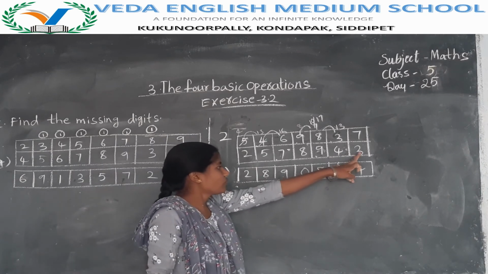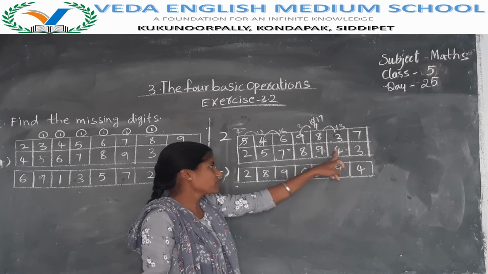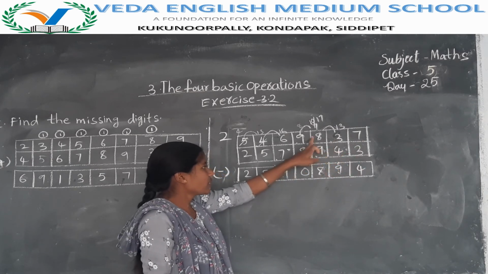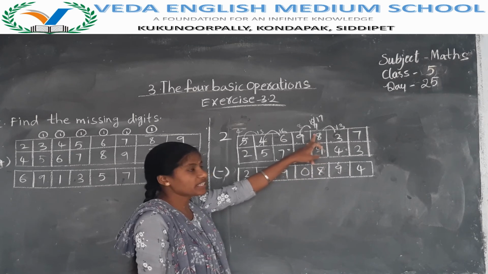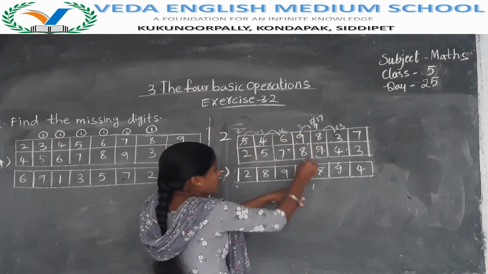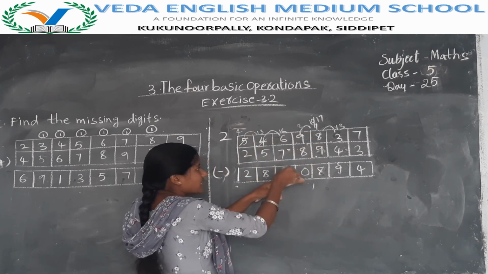Now add these two. 4 plus 3, 7. 9 plus 4, 13. 3 here. 1 becomes carry. 9 plus 1, 10. 10 plus 8, 18. 1 carry. 8 plus 1, 9. 7 plus 9, 16.